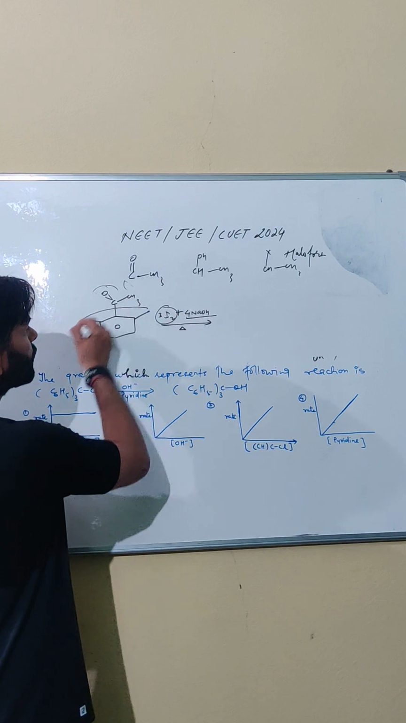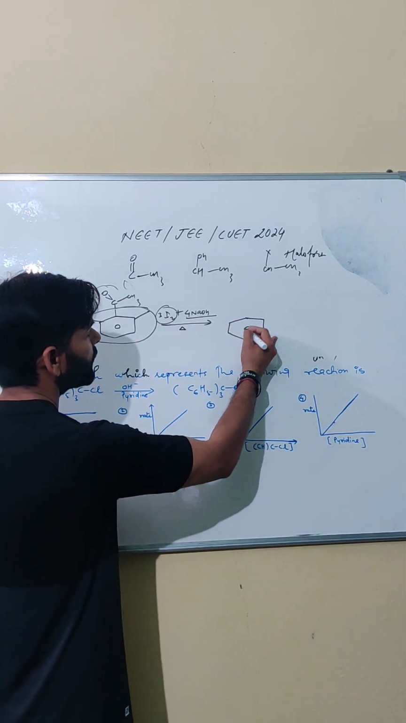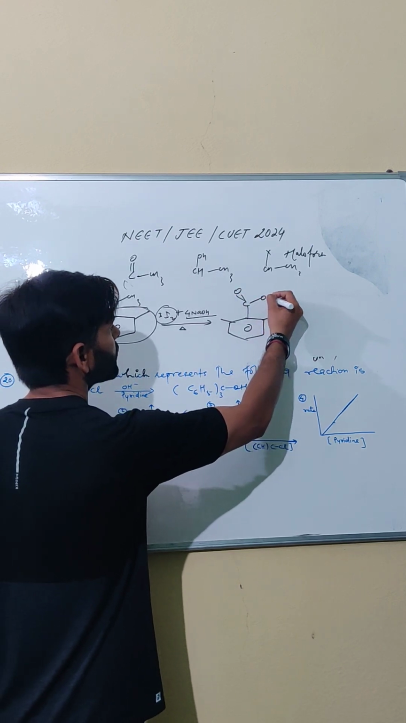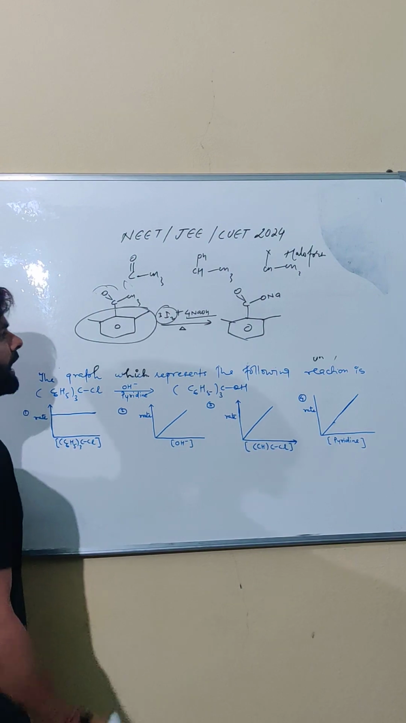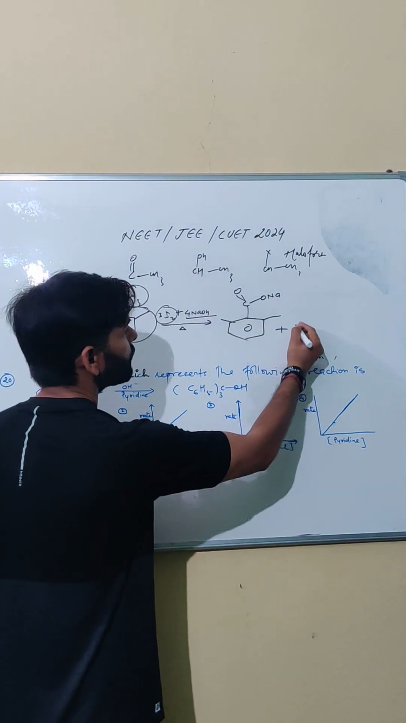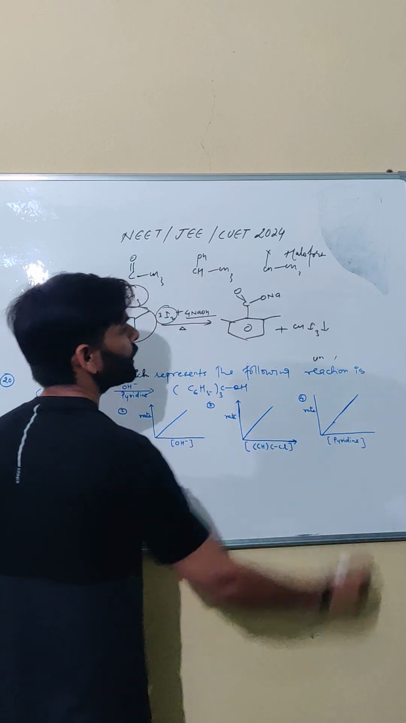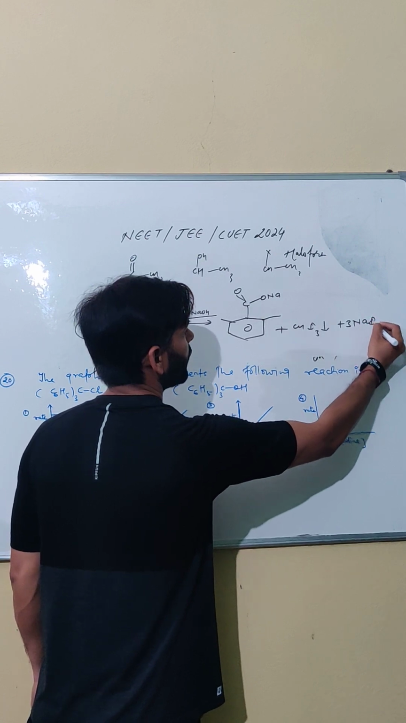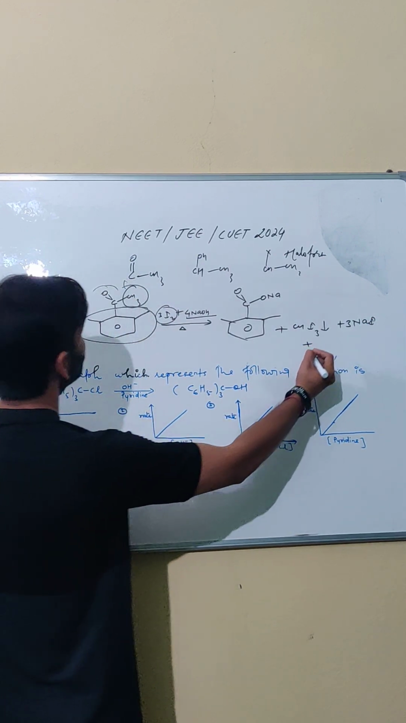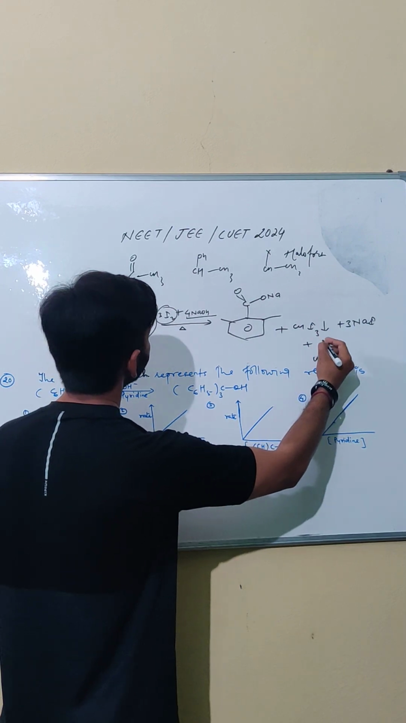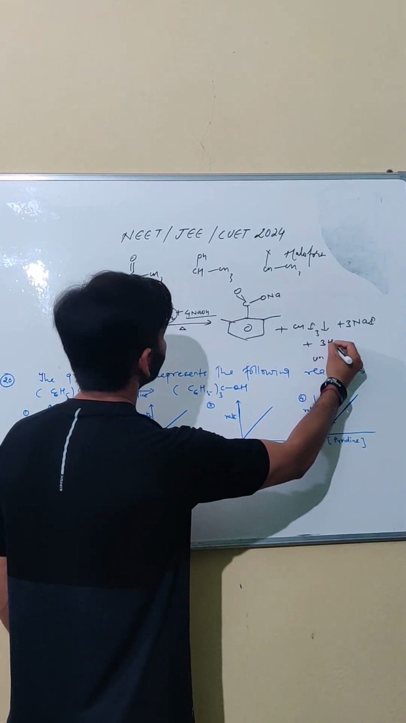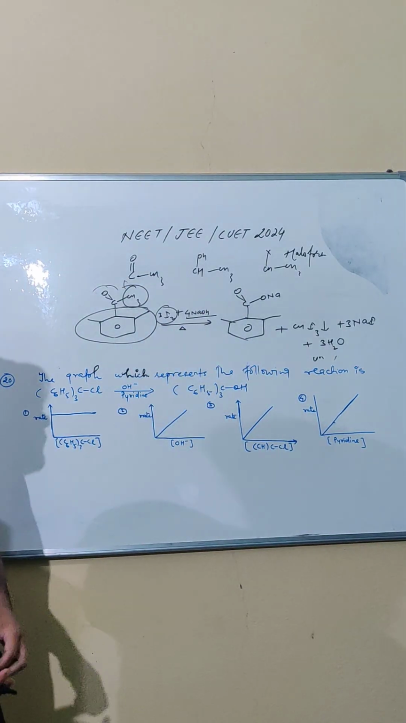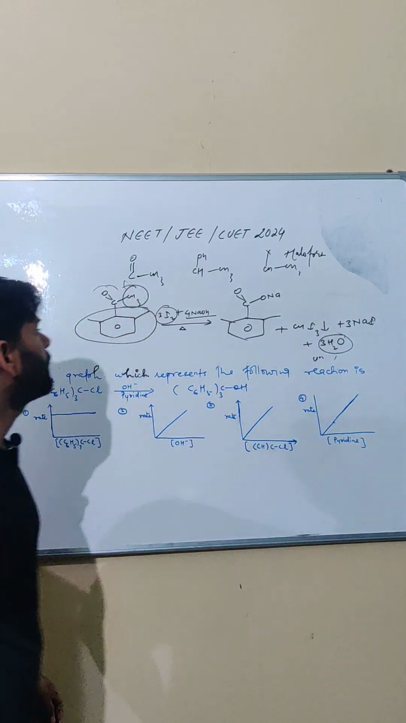So what you will get: no effect on this part, it will remain intact, only this will get oxidized into a carboxylate ion, and this methyl will get converted into iodoform. A yellow precipitate of iodoform will be obtained, plus 3 moles of NaI and 3 moles of H2O. Okay, so this is a balanced equation for the haloform reaction. You can check it out for the water molecules.